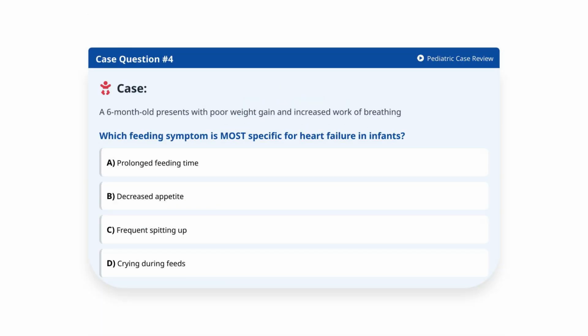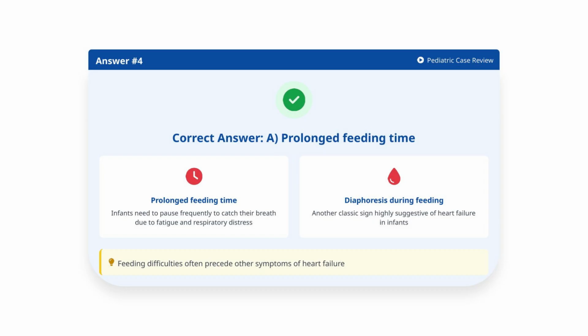A 6-month-old presents with poor weight gain and increased work of breathing. Which feeding symptom is most specific for heart failure in infants? Is it A, prolonged feeding time, B, decreased appetite, C, frequent spitting up, or D, crying during feeds? The correct answer is A, prolonged feeding time. Infants with heart failure typically take longer to feed due to fatigue and respiratory distress. They often need to pause frequently to catch their breath. This, along with diaphoresis during feeding, is highly suggestive of heart failure in infants. Prolonged feeding time may be the earliest symptom before more obvious signs of heart failure develop.